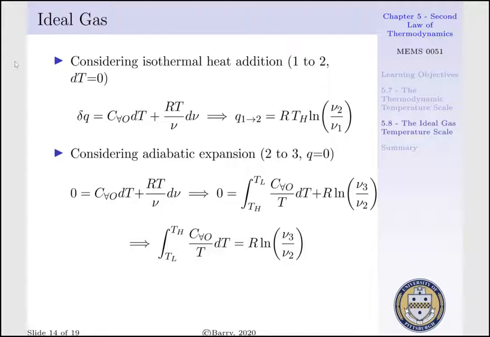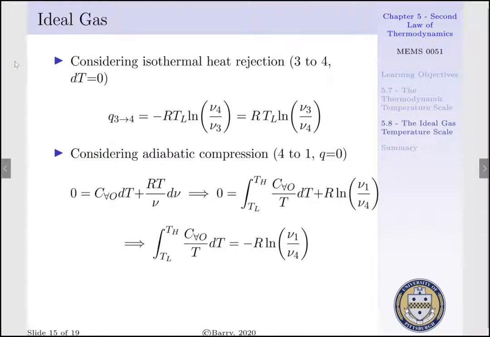If we consider our adiabatic expansion process going from state 2 to state 3, Q, our heat supplied, is equal to 0. That is, 0 is equal to CV naught dT plus RT per nu d nu. Or 0 is equal to the integral from our high temperature to low temperature bound, CV naught per T dT, plus R times the natural log of nu3 per nu2. That is to say, the integral from TL to TH of CV naught per T dT is equal to R times the natural log of nu3 per nu2. Keep track of this equation. It's going to become important shortly.